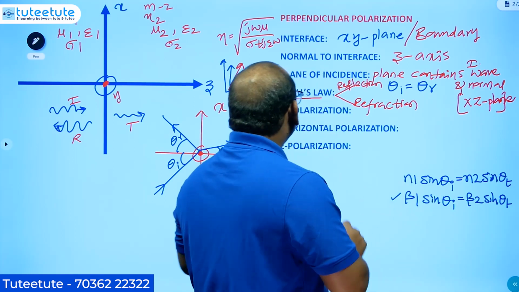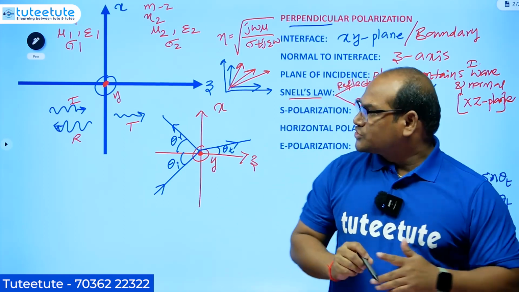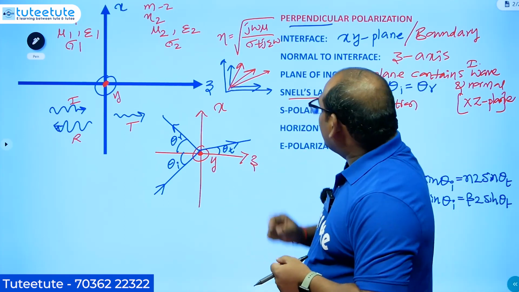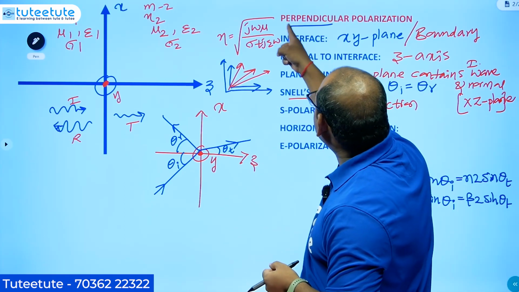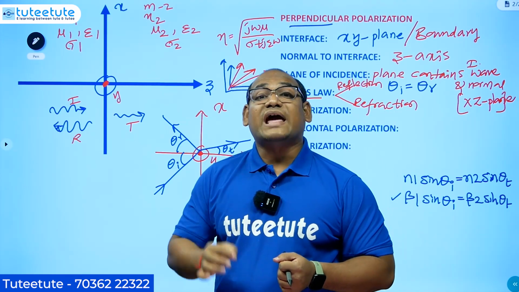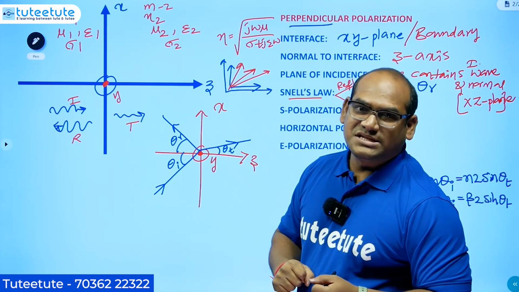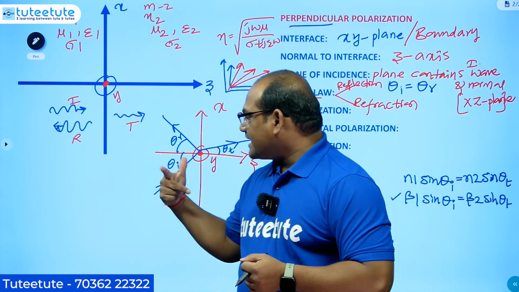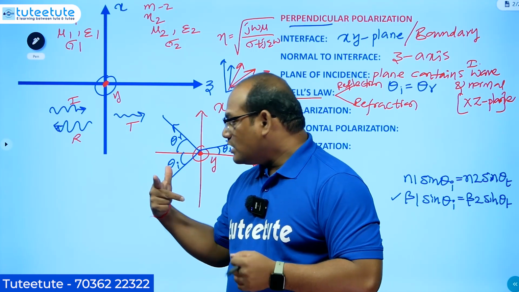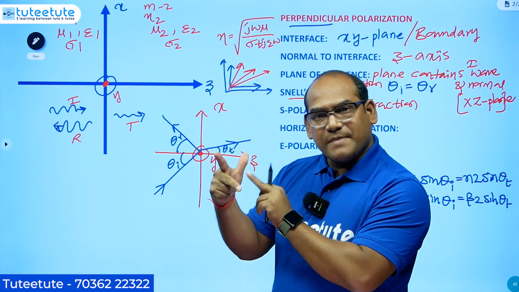Now coming to the definition of perpendicular polarization. As I said previously, the name of this polarization is given with respect to the electric field orientation. How the electric field orientation is available, you have to take like this: this is the electric field, this is the direction of the wave, and this is the magnetic field.